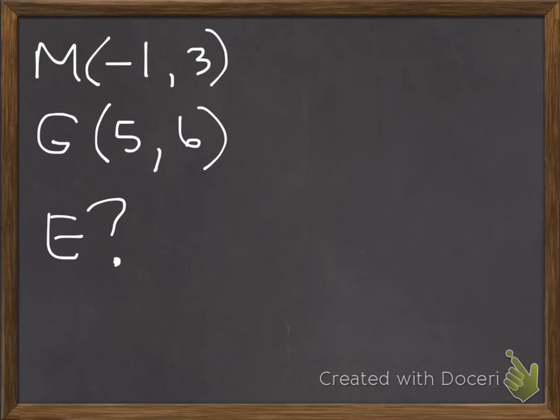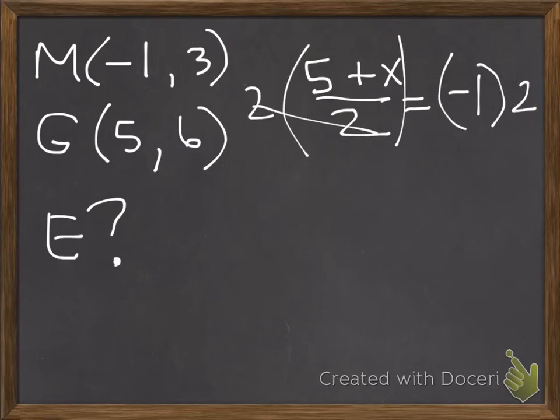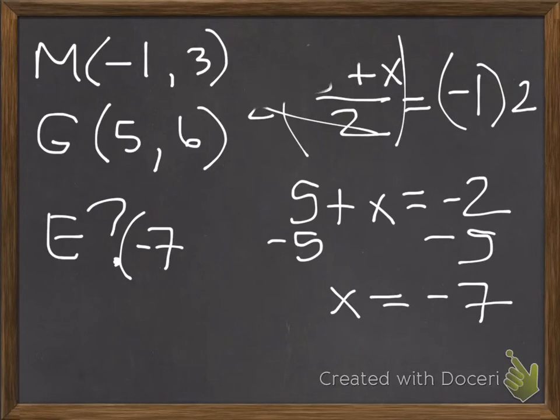So you'd take negative 1 plus x over 2 equals 5. Oops, I messed up. M is the midpoint, so I'd need to take 5 plus x over 2 equals negative 1. Multiply by 2. 5 plus x equals negative 2. So x would be negative 7. So that is my x coordinate for E.